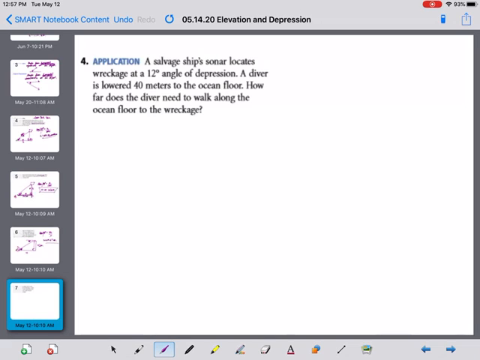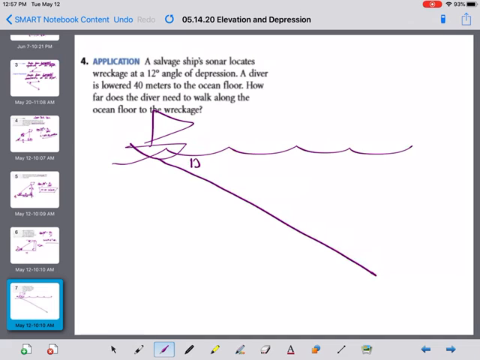A salvage ship sonar locates wreckage at a 12-degree angle of depression. Here's the water. Okay, so here's the boat. 12 degrees, not to scale. A diver is lowered 40 meters to the ocean floor. How far does the diver need to walk along the ocean floor to get to the wreckage?